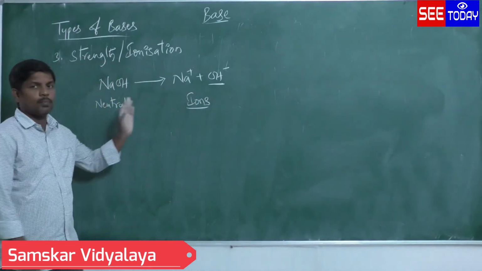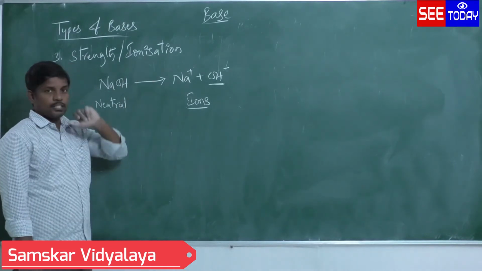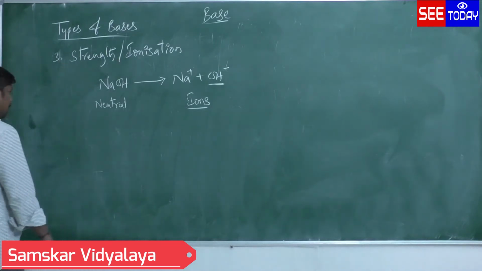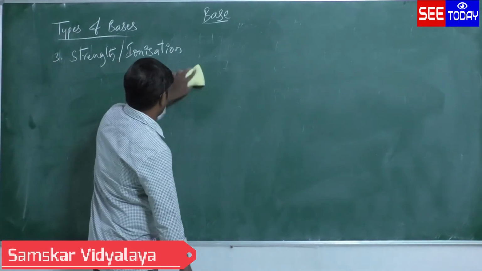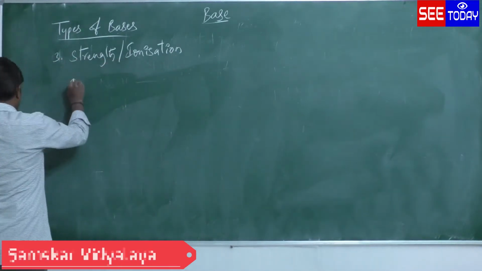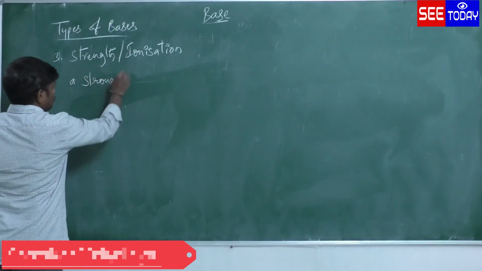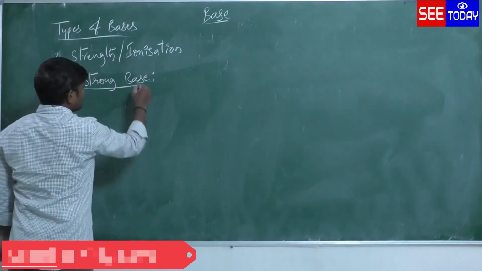A neutral substance becoming ions is what we call ionization. Based on ionization, bases are divided into two types. What are the two types? First one, strong base. So what is a strong base?